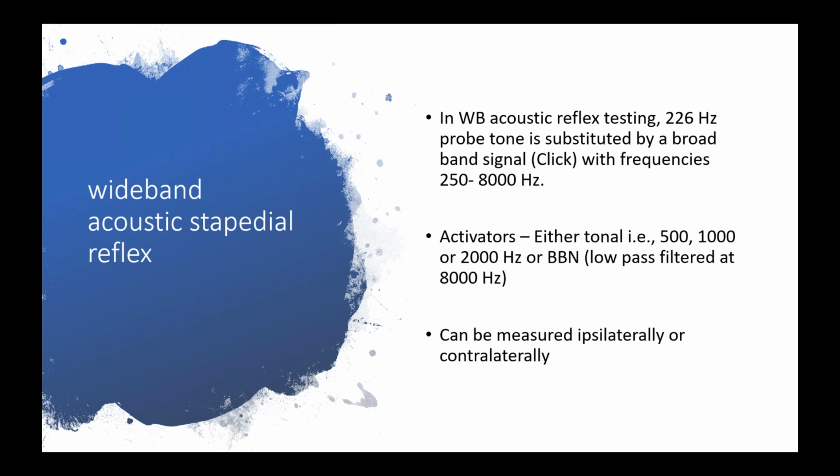Now, in the wideband acoustic reflex, the probe tone is usually 226 hertz in the standard tympanometry. In the case of wideband absorbance, the click signal is the probe tone, and it is the same click signal as used in the wideband absorbance measurement. It has frequencies between 250 and 8000 hertz. The activators are either tonal, that is 500, 1000, and 2000 hertz, or a broadband noise. And the reflex can be measured either ipsilaterally or contralaterally.